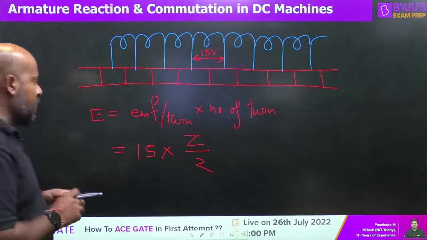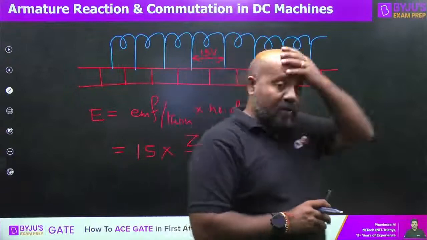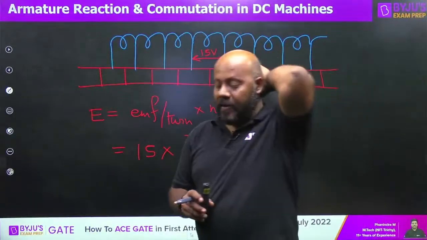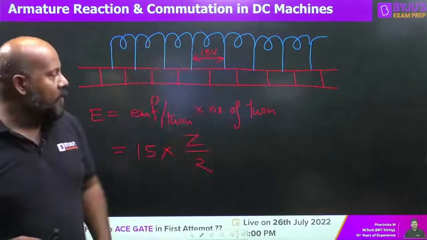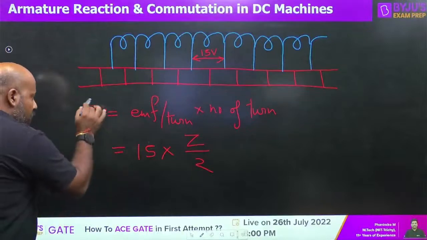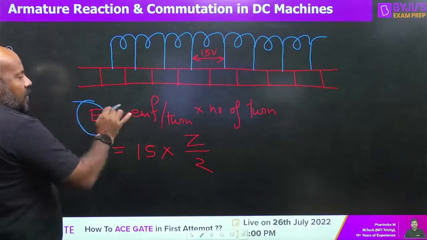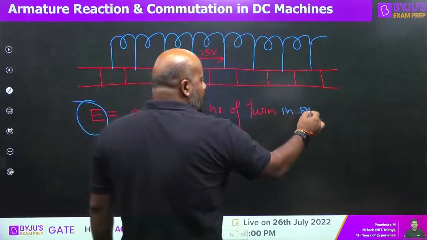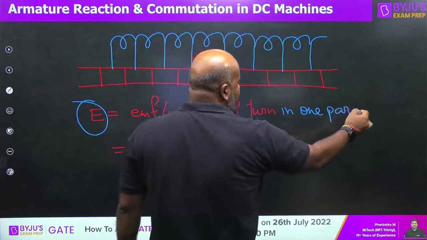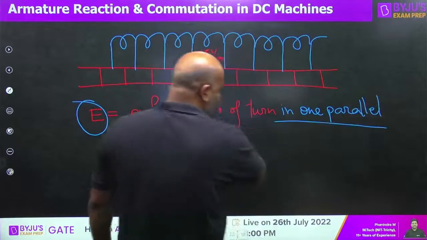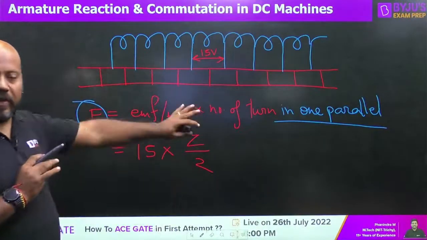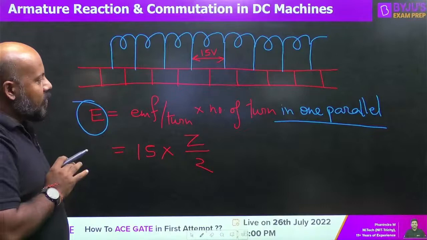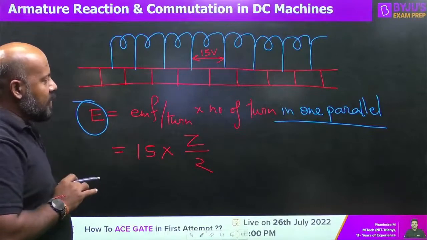I think there is one mistake I have made. Just see what the problem is. Let me correct it here. Please listen. What is going to be the total EMF? Total EMF is going to be the EMF per turn multiplied by the number of turns in one parallel path. This is what I have missed. Please update it. So what is the number of turns in one parallel path?